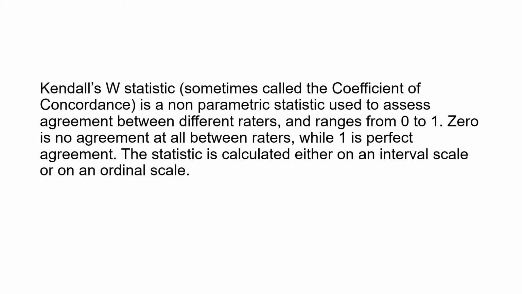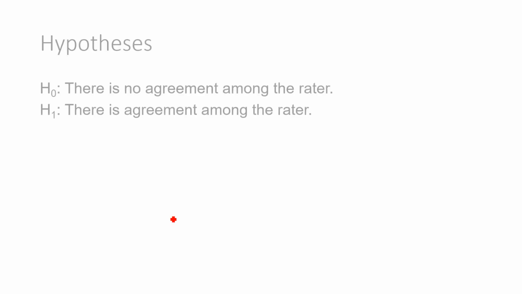The concordance is the notation. Okay, the notation of the concordance. This would be the notation if the statistic is from a population. So this is from a population, and we have W bar as the notation for the sample statistic. Okay, so for the hypotheses, H sub 0, the null hypothesis, there is no agreement among the raters, and the alternative hypothesis, there is agreement among the raters.